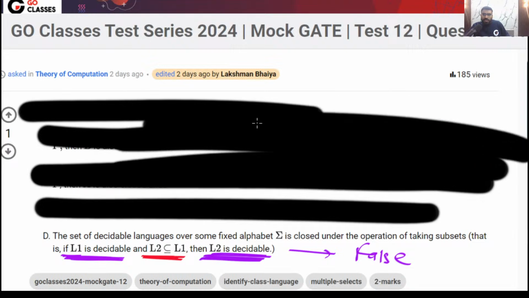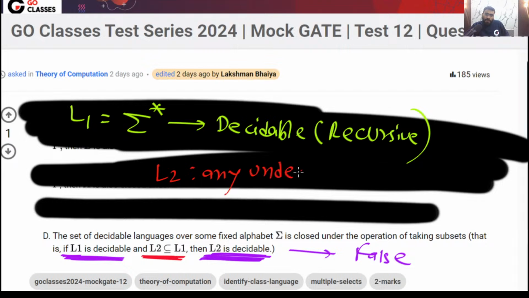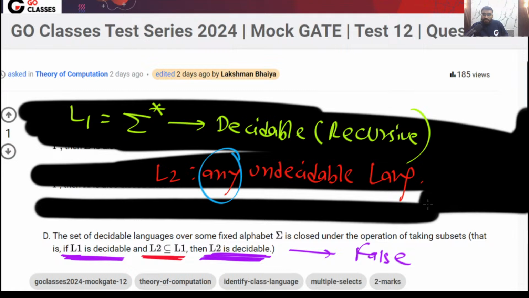Very simple. You can take L1 equal to sigma star. Of course, sigma star is decidable. Decidable means recursive. And for L2 you can take any undecidable language, because every language is a subset of sigma star. So this L2 will be a subset of L1.